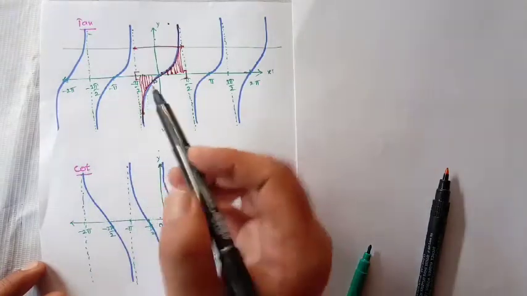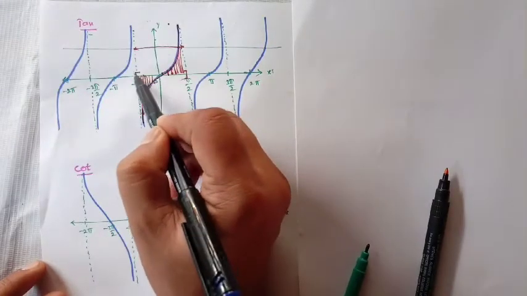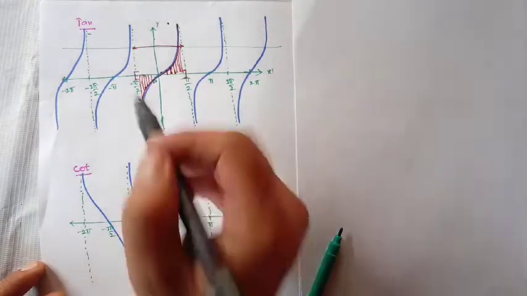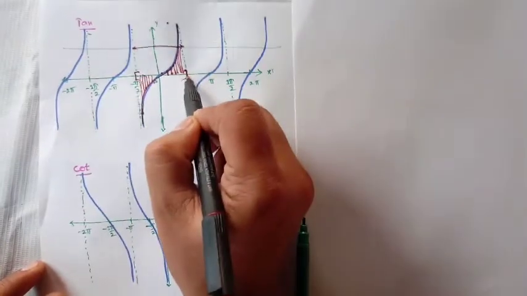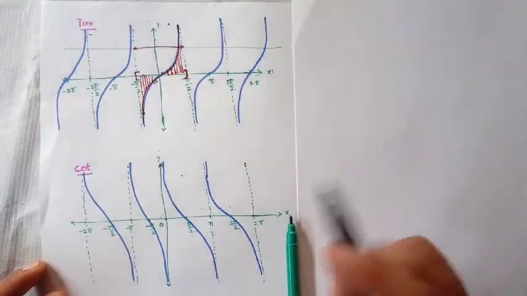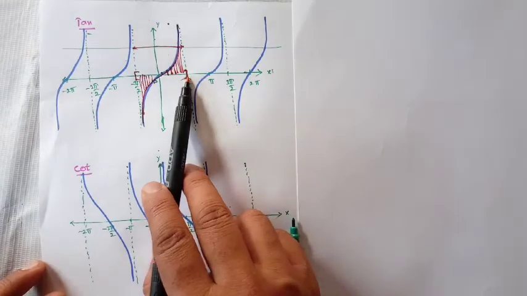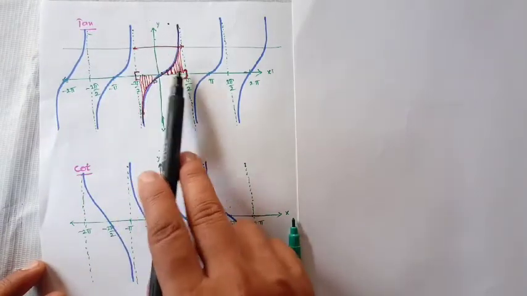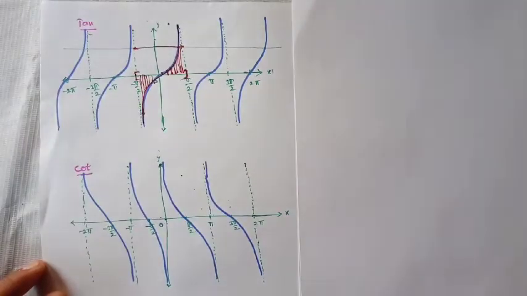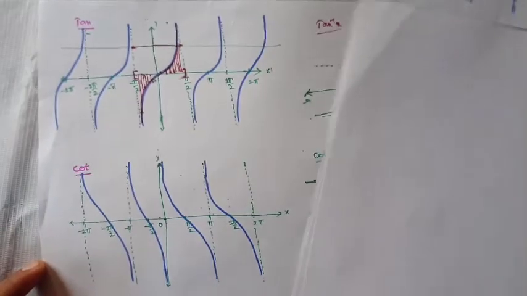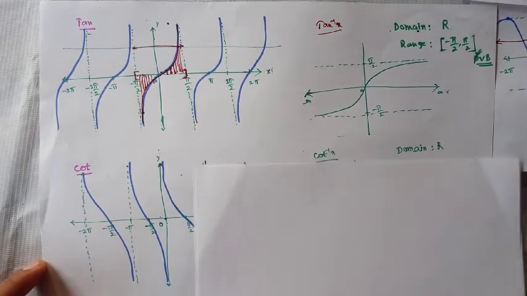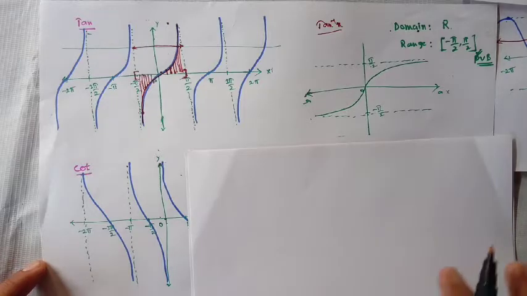Restricting the domain to the place minus pi by 2 to plus pi by 2, in this particular domain tan will become one-one as well as onto. So we'll see how the graph of tan inverse looks.